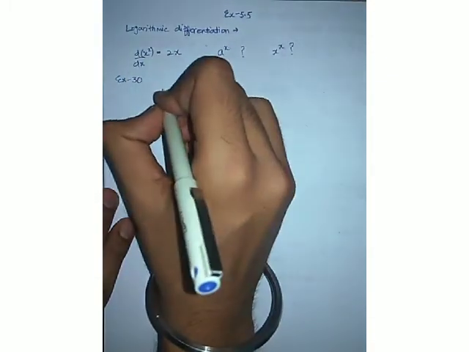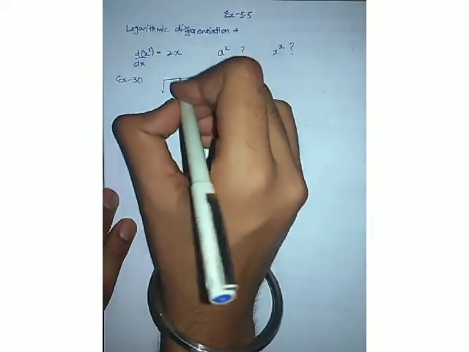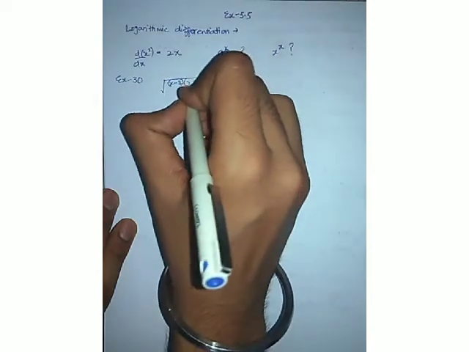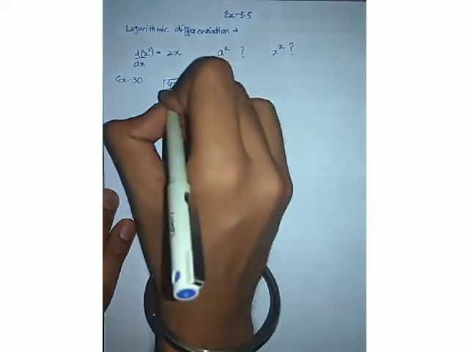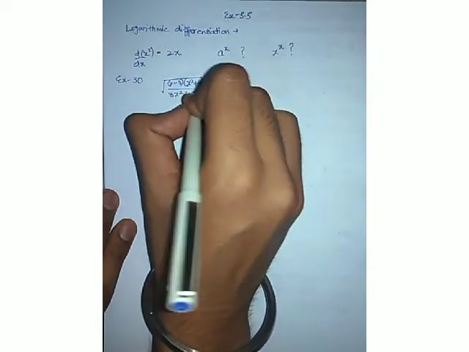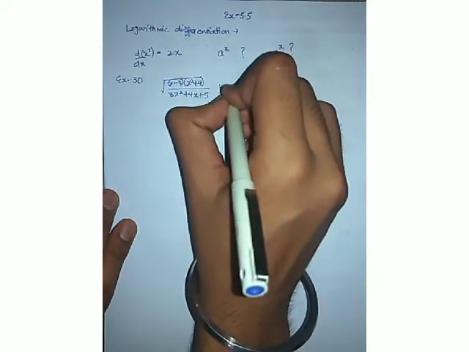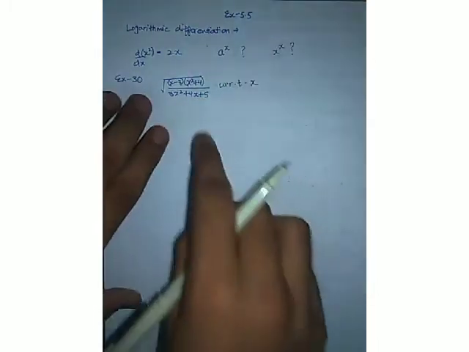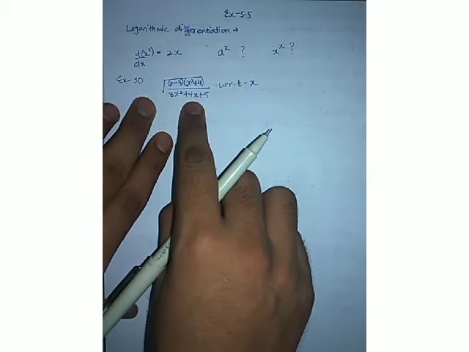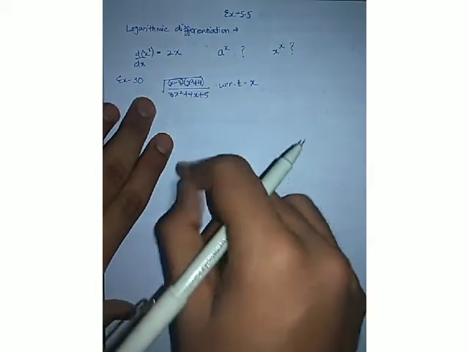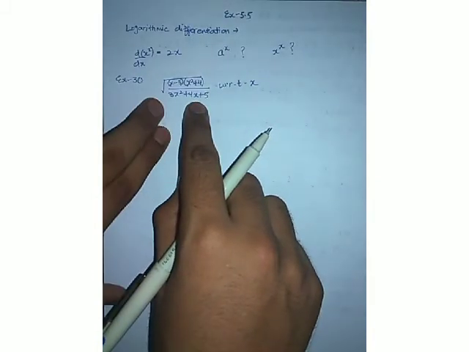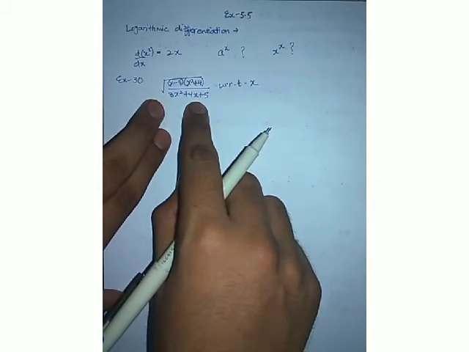In this example, we have to differentiate under root of (x minus 3)(x square plus 4) divided by (3x square plus 4x plus 5) with respect to x. Now you can see that this is a very complicated statement and we cannot just differentiate it directly. Maybe some of you find the way of factorizing it and then solving it, but let me tell you, you cannot do it that way because it's a very complicated statement.